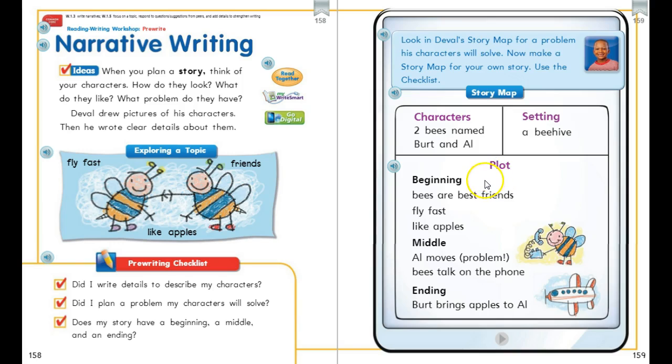In the beginning, the bees are best friends. They fly fast and they like apples. In the middle, here's your problem. Ale moves. Bees talk on the phone. And the ending is that Bert brings apples to Ale.